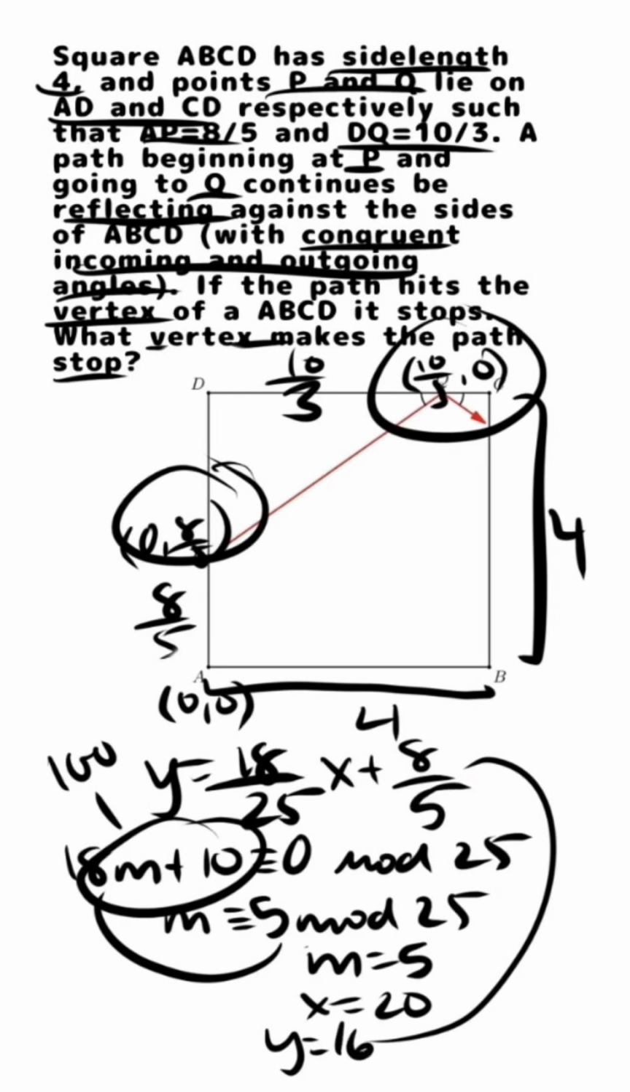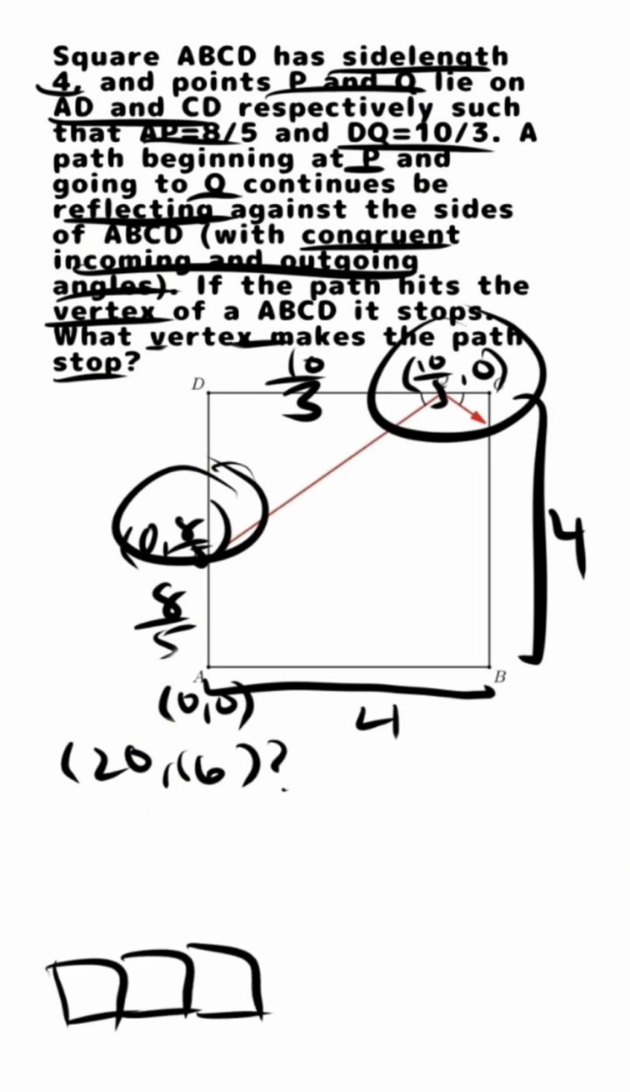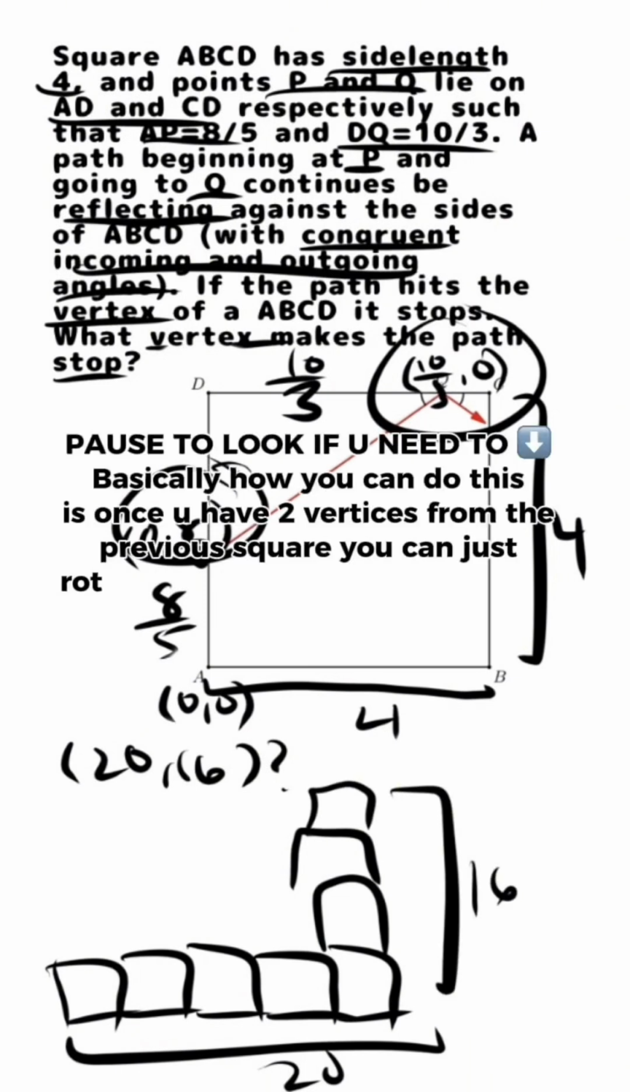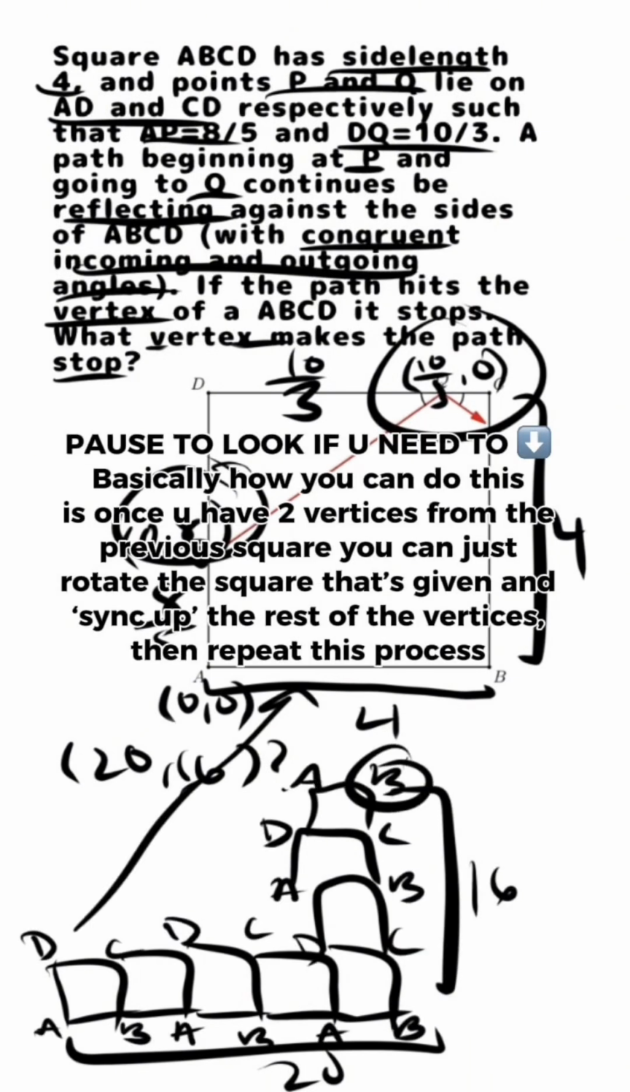Now I want to figure out which vertex is at 20, 16, and we can draw 5 squares to the right, which gives x equals 20, and 4 squares up, which gives y equals 16, and labeling each of these vertices based on the square that was given, we get the line hits B.